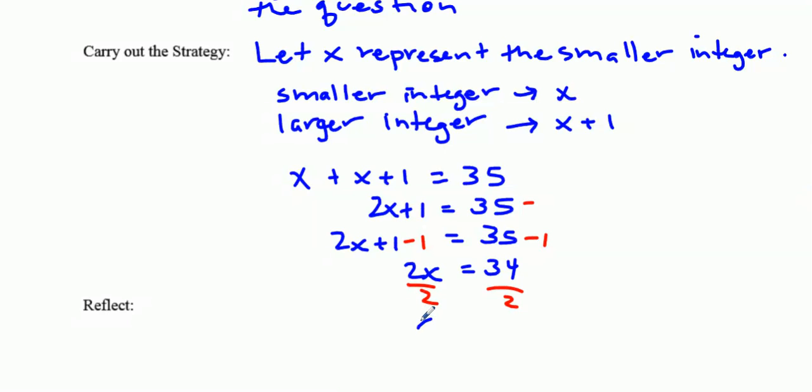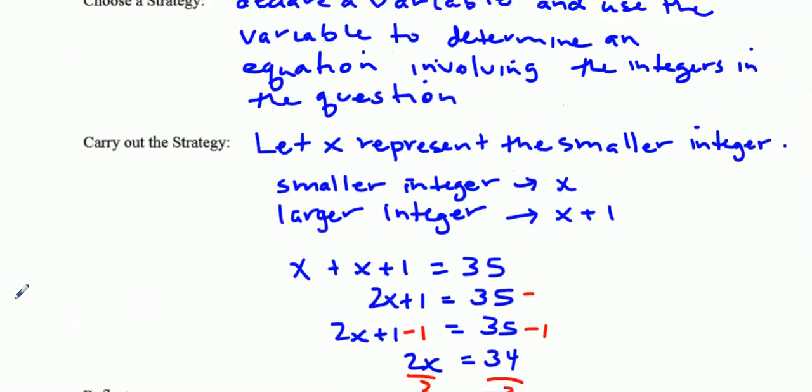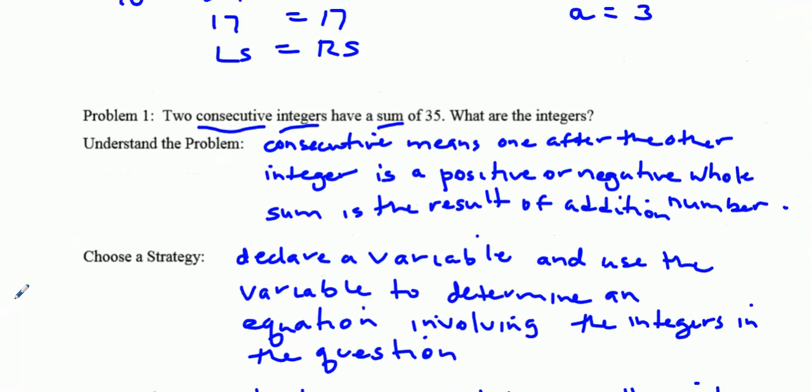So my strategy was to solve for x, which I did, but I need to reflect on really what the question was asking me. So the last thing is to reflect on your answer. My answer is 17. Have I answered the question is the question. Let's go back and read it again. Two consecutive integers have a sum of 35. What are the integers? Not integer.